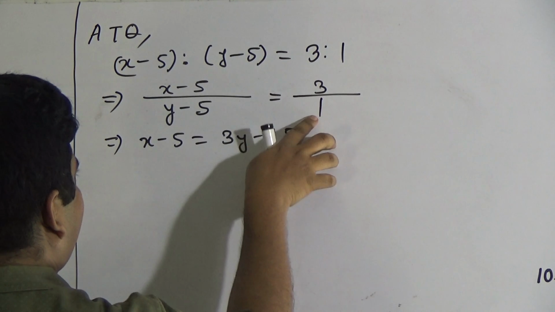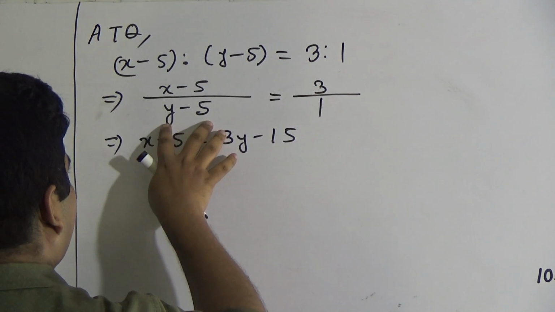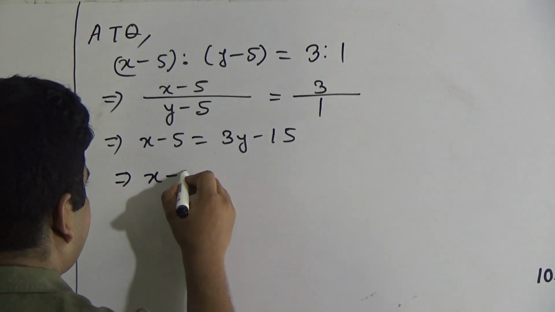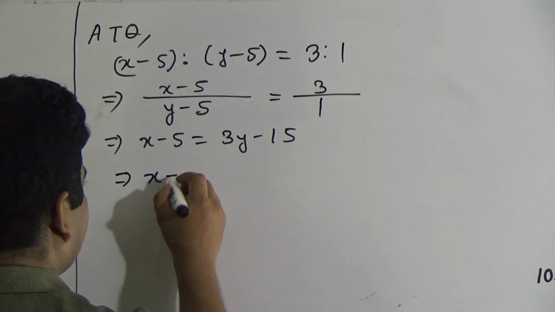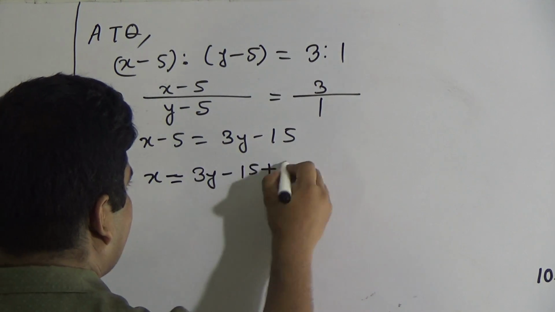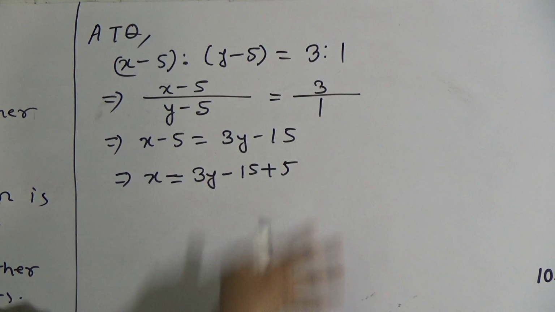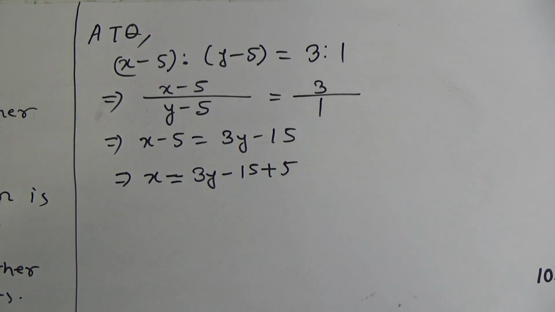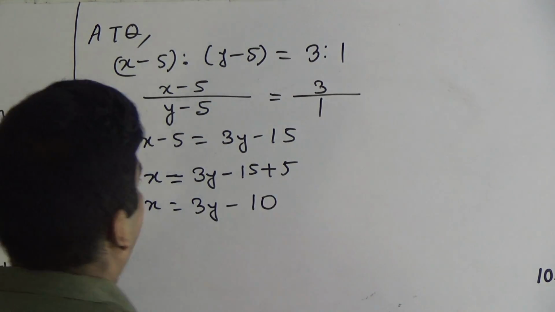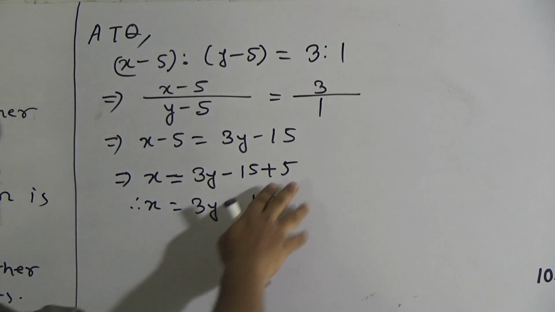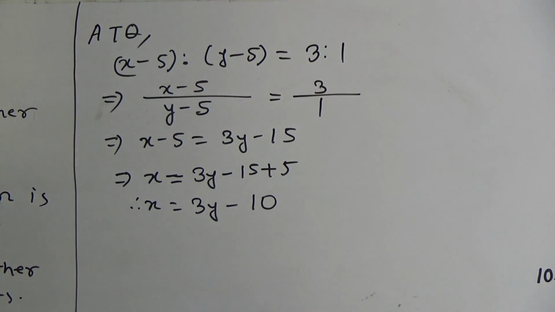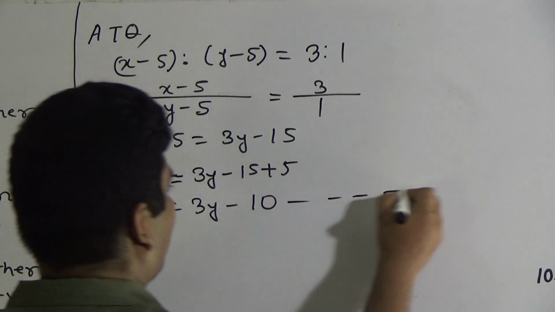That means x minus 5 equals 3y minus 15. So we multiply x minus 5 by 1. On the other hand we multiply y minus 5 by 3. So now x equal to 3y minus 15 plus 5. We convert this minus 5 to the right hand side and it will be plus. That means x equal to 3y minus 10. That means when we do addition of minus 15 and plus 5, then we get minus 10. This is equation number 1.